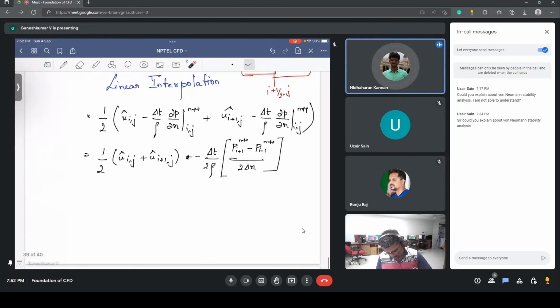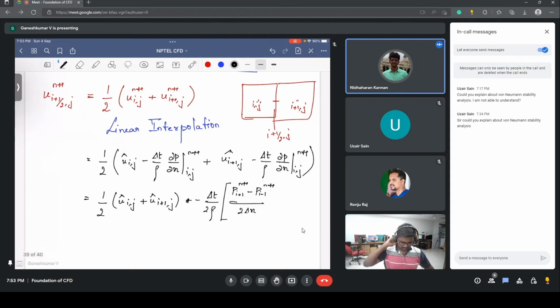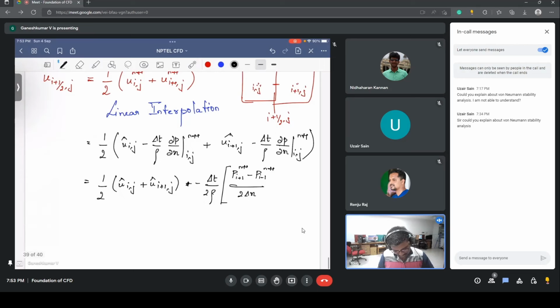Then, regarding the linear interpolation, how can we know that velocity is varying linearly? Velocity is not varying linearly. That is the approximation we are making, right? Linear interpolation is a kind of approximation. We assume that it varies linearly within the two cells. Okay. So when we do this, similarly we will have another.